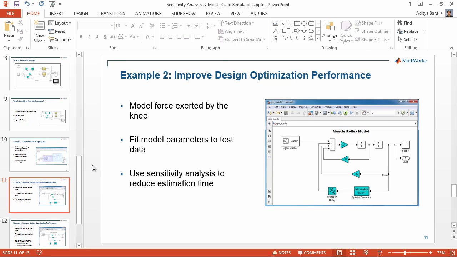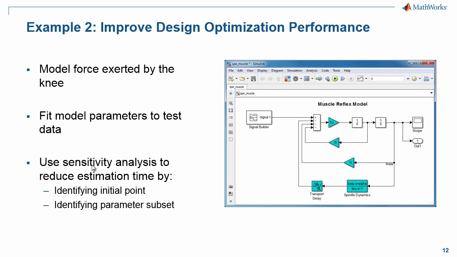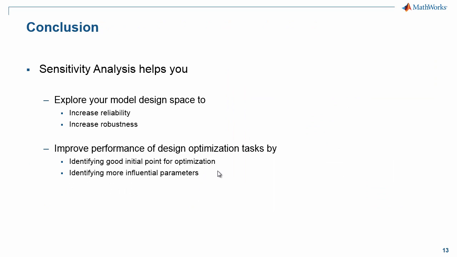So in summary, sensitivity analysis has helped us find a good initial starting point for our optimization process, and also identify a smaller subset of parameters. So we've covered what sensitivity analysis is and how it can be used to explore your design space. This in turn helps us improve the reliability and robustness of our designs. We then saw how sensitivity analysis can be used to improve the performance of response optimization or parameter estimation tasks. It does so by finding a good initial point and reducing the number of parameters to tune.